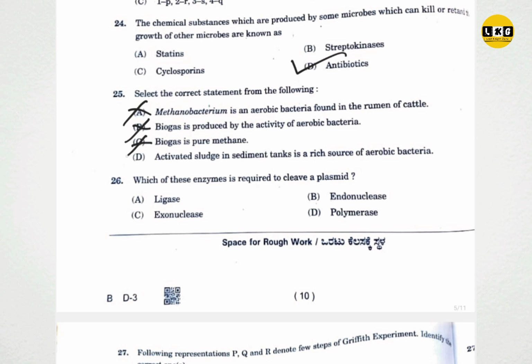So this is also a wrong option. Next, activated sludge in sediment tank is a rich source of aerobic bacteria. So option D is the correct option. Next, 26. Which of this enzyme is required to cleave a plasmid? Of course, plasmids are cleaved by an enzyme known as restriction endonuclease. So option B, endonuclease. Direct question.